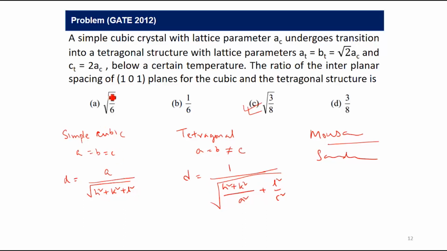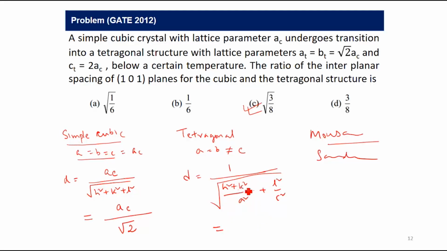Okay, so initially it was a simple cubic. So everything was A, isn't it? So what will be the interplanar spacing? It will be a divided by root of h square plus k square plus l square, isn't it? So this is equal to a divided by root of 1 square plus 0 square plus 1 square, that is root 2. What about this? d is equal to 1 divided by, this is the formula for tetragonal spacing. Please look at the slides. Okay, you cannot look, but I hope you have the screenshot.